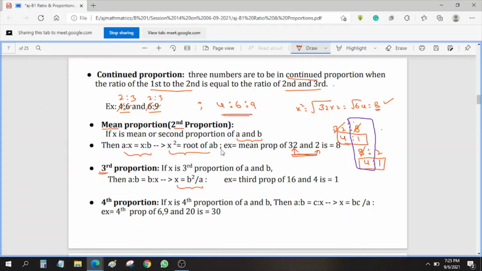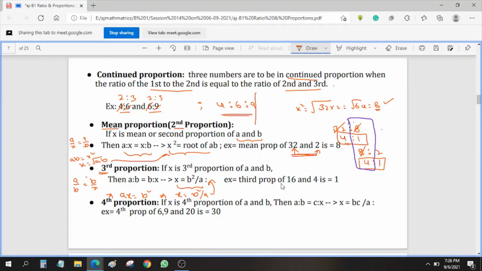So how do we remember? Now I will give you a way to remember. Here a by x equals x by b. Now cross-multiplying, ab equals x squared. So x equals root of ab. Next, for a is to b, b is to x, let's write it as a by b equals b by x. Now our intention is finding x, right? So ax equals b squared, x equals b squared by a. You can check it.